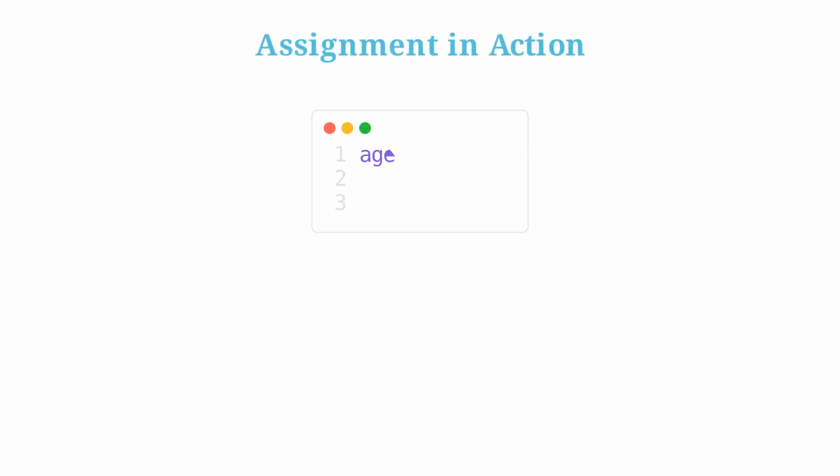Look at these assignment examples. Age equals 13 means put 13 into age. Name equals Sarah means put Sarah into name. X equals Y means put Y's current value into X. Always reading right to left, the value goes into the variable.